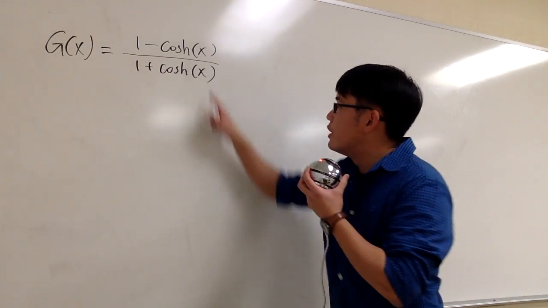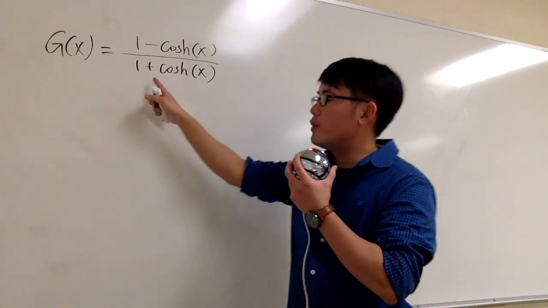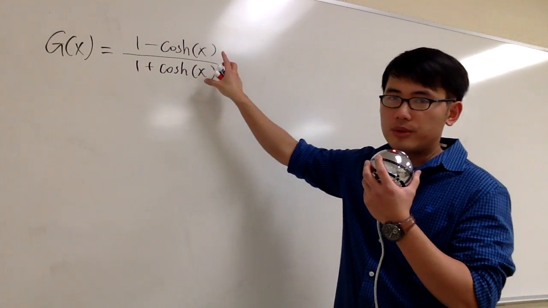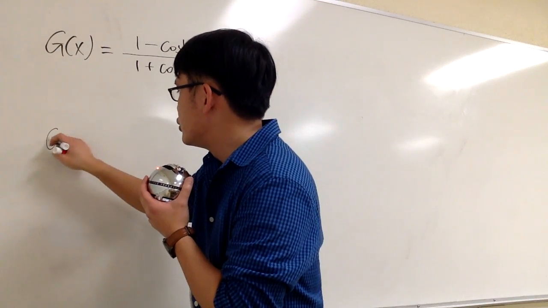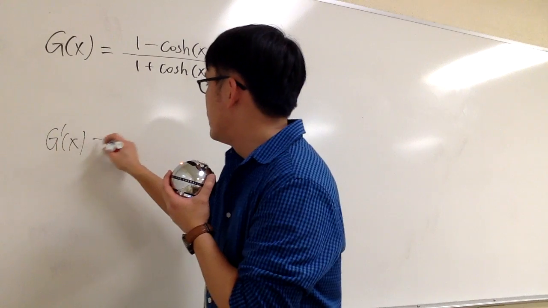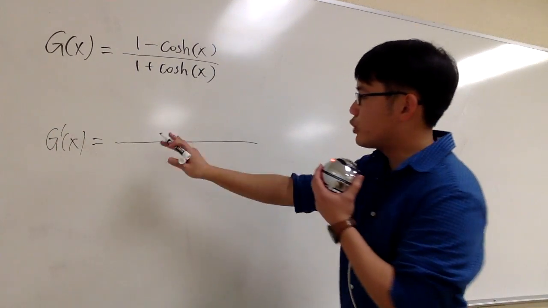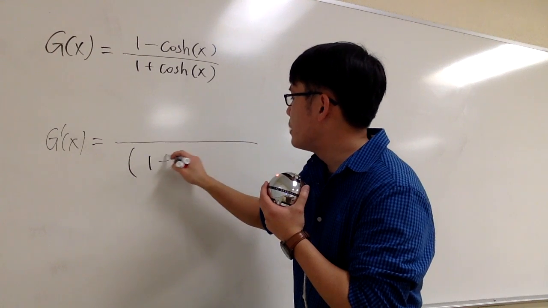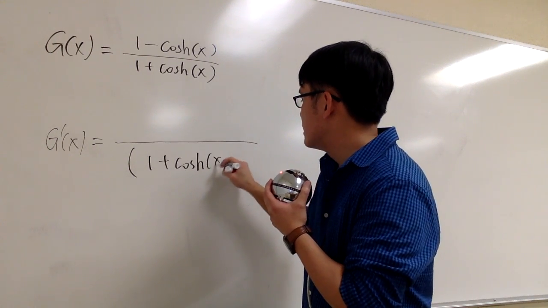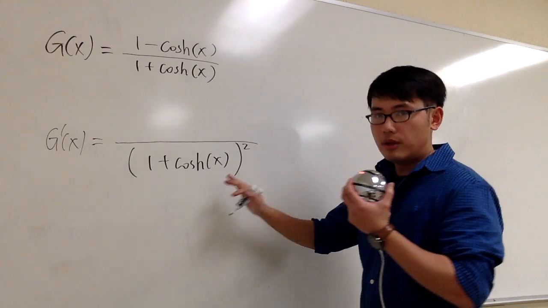Let's differentiate (1 minus cosh x) over (1 plus cosh x). This is the quotient, so of course we have to use the quotient rule. And let's get to work. G prime of x. And before I forget, let me just draw the fraction bar and then square the denominator. So we have (1 plus cosh x) squared, okay?